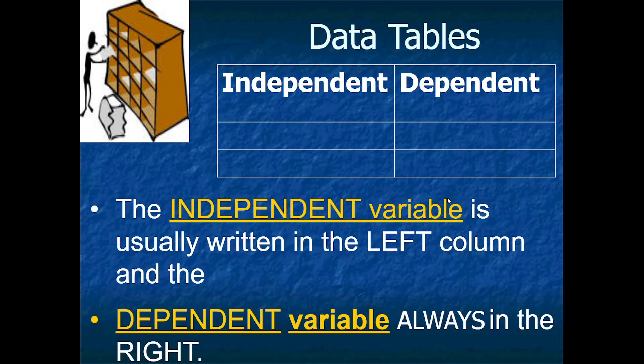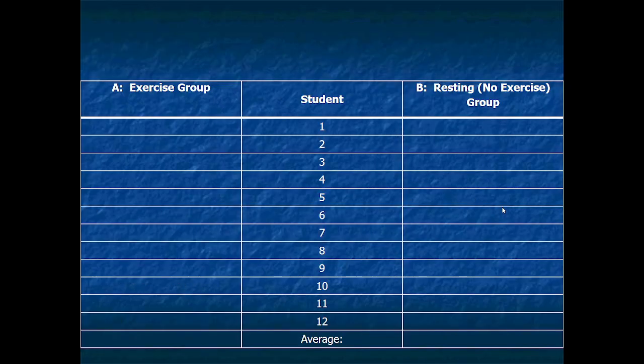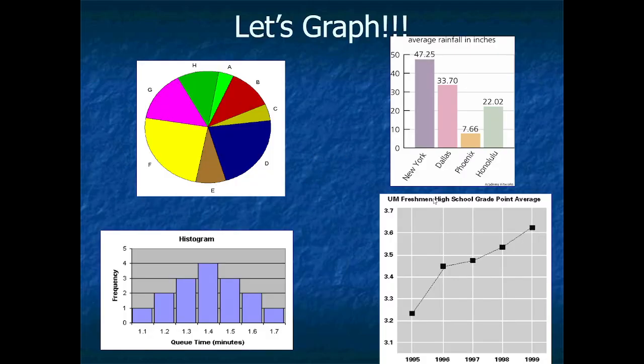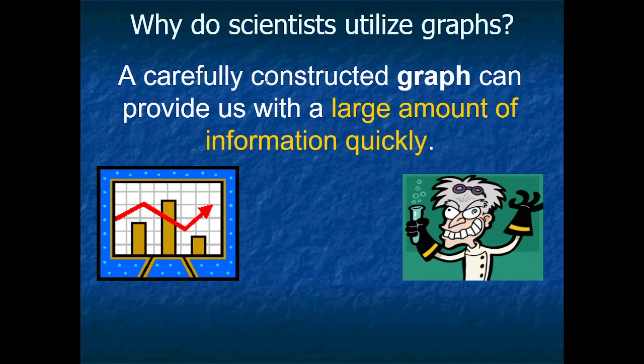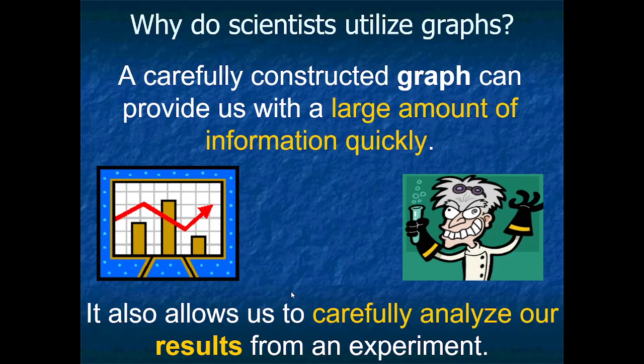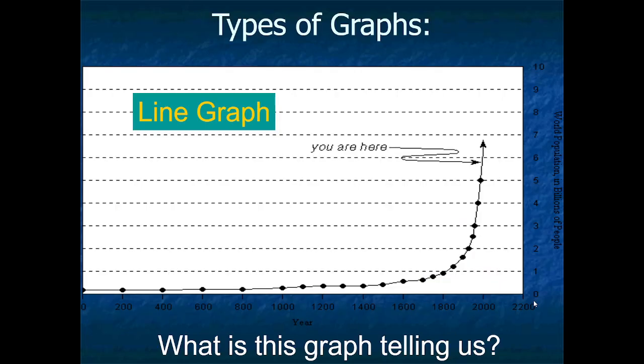Data tables. The independent variable is usually written on the left column, and the dependent variable is always on the right. This is a graph. Why do scientists utilize graphs? A carefully constructed graph can provide us with a large amount of information quickly. It also shows us to carefully analyze our results from an experiment.